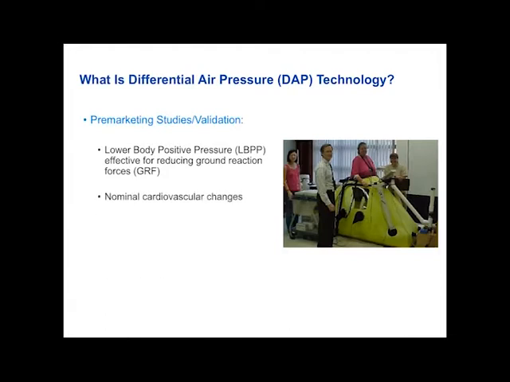There were nominal cardiovascular changes, so nothing significant as far as blood pressure, heart rate. And it didn't require a lot of pressure to get a lot of support. Just 1.1 PSI could provide up to 75% body weight support. So this is one of the hallmarks of the AlterG differential air pressure technology, is that because it doesn't take a lot of air pressure, it's really comfortable and patients don't mind being in it, as well as we're able to preserve normal gait and running mechanics.